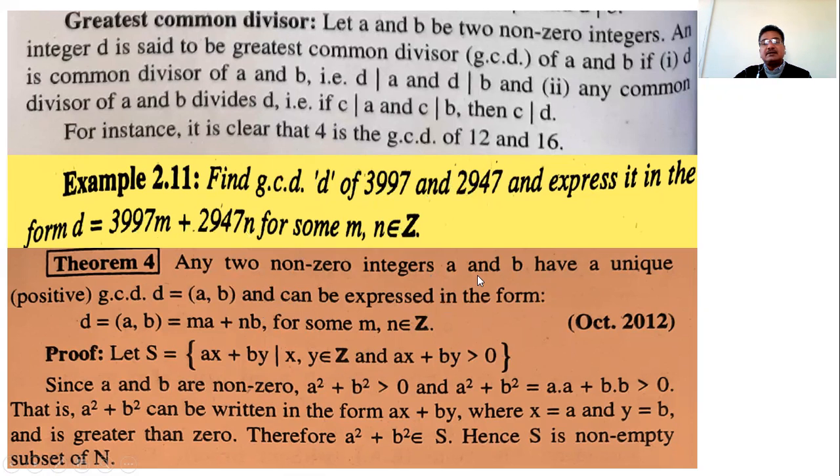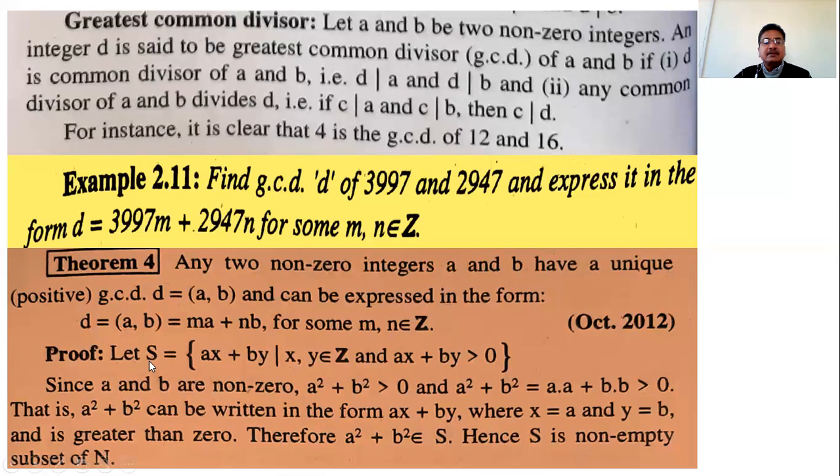First we will show that d is the greatest common divisor of a and b, and is unique. We know the definition of greatest common divisor: a and b are any two non-zero integers. Then an integer d is said to be the greatest common divisor of a and b if d divides both, d divides a as well as d divides b, and if there is another common divisor c, that is c divides a and c divides b, then c divides d. If these two conditions are satisfied by d, then d is the greatest common divisor of a and b.